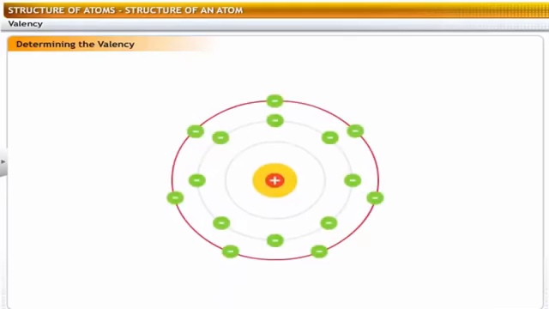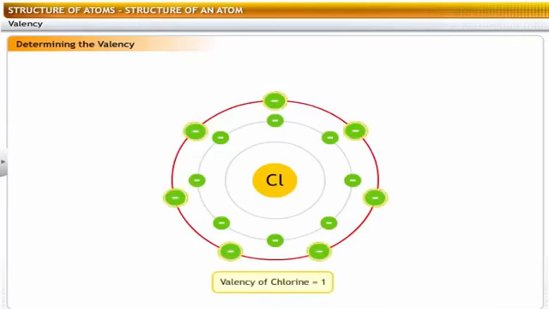On the other hand, if the outer shell has more than 4 electrons, the valency is 8 minus the number of electrons in the outer shell. For example, a chlorine atom has 7 electrons in the outermost shell. In this case, it is easier for chlorine to gain 1 electron instead of losing 7 electrons. Hence, its valency is determined by subtracting 7 electrons from the octet, which gives a valency of 1 for chlorine.